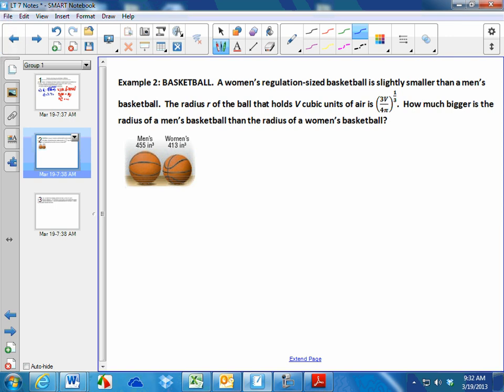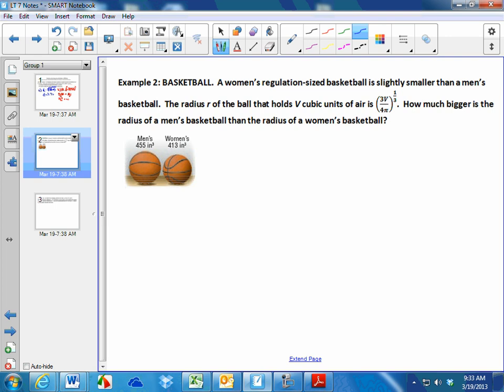The basketball: a woman's regulation size basketball, slightly smaller than a men's basketball. The radius R of the ball that holds V cubic units of air is 3V over 4 pi to the 1/3. How much bigger, and this is where it's different than your notes, how much bigger is the radius of a men's basketball than the radius of a women's basketball? Your question said find the radius of a men's basketball, find the radius of a women's basketball. What's different? Exactly. You just got to subtract at the end. You still have to do the 2 things that are in your notes, but in the end, you compare which one's bigger by subtracting.